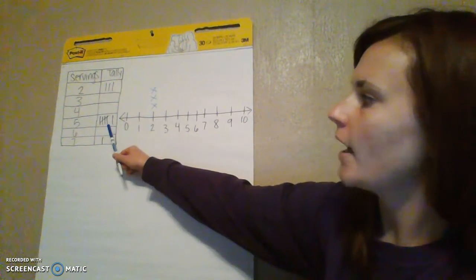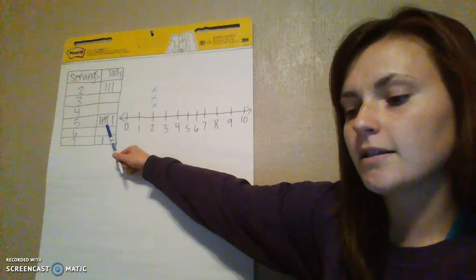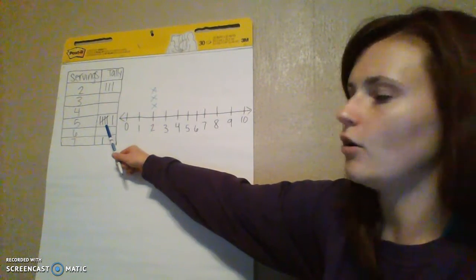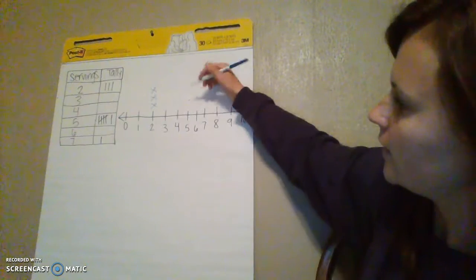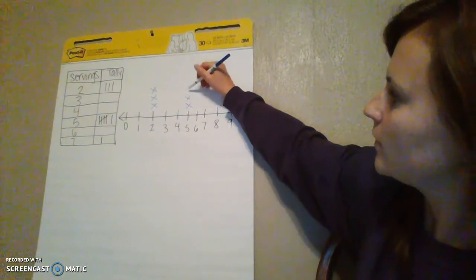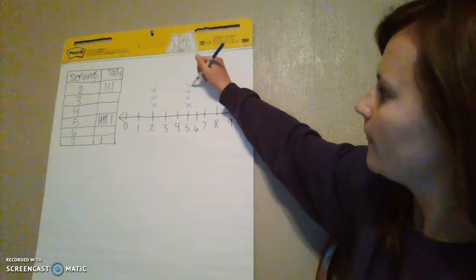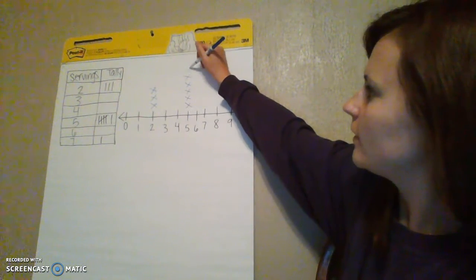So I put 6 tally marks next to my 5. And now it says draw 6 X's over the number 5. So I'm going to go over to my 5 on my line plot, draw 6 X's. 1, 2, 3, 4, 5, 6.